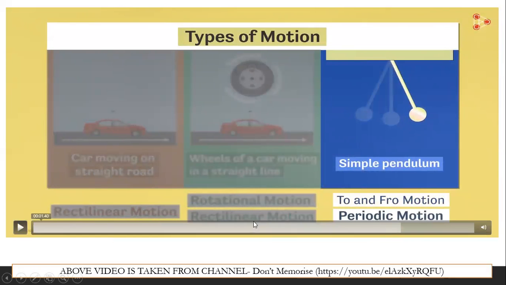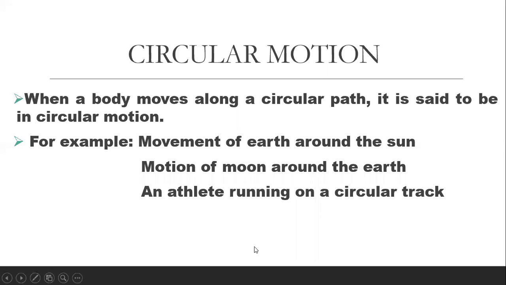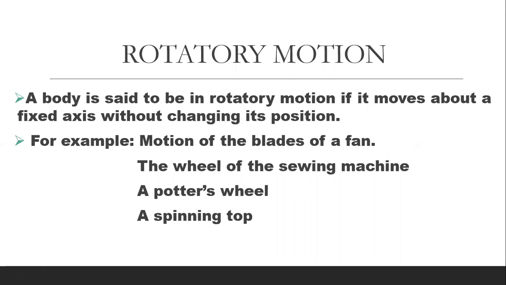Right, so we have studied these types of motions. Now let us revise what circular motion is. Circular motion is basically when a body moves along a circular path, it is said to be in circular motion. We have seen the examples of the movement of the earth around the sun, the motion of the moon around the earth, and an athlete running on a circular track. Now we have also studied rotatory motion, right?